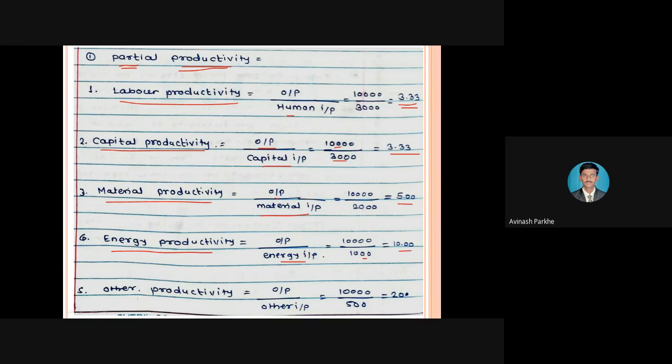Then other productivity. Some other input resources are also there, which will be considered in this other factor. So other productivity is equal to output upon other input. The value of other input is given as 500, so 10,000 upon 500, you will get 20. Like that, we have calculated the partial productivity of each and every input by using the formula: partial productivity is equal to total output upon required input. This is one of the calculations related to partial productivity.